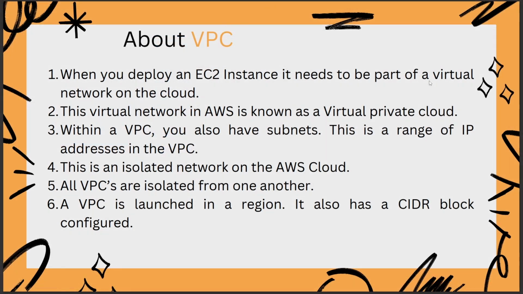Next up, let's focus on some important terminology around the AWS services that we'll be using in this video. Starting off with the AWS VPC, which is the Virtual Private Cloud. When you deploy an EC2 instance, it needs to be part of a virtual network on the cloud. This virtual network in AWS is known as a virtual private cloud. Within a VPC, you also have subnets or subnetworks. This is a range of IP addresses in the VPC. This is an isolated network on the AWS cloud. All VPCs are isolated from one another. A VPC is launched in a region, and it also has a CIDR block configured.